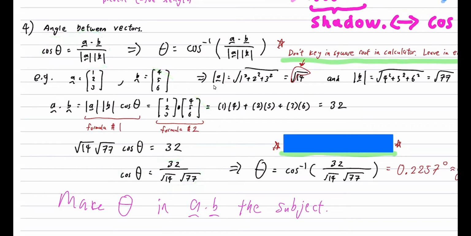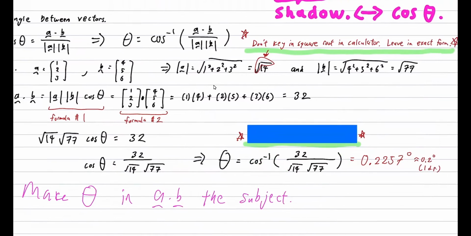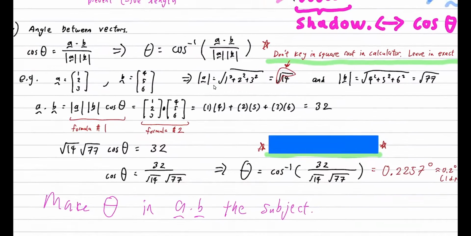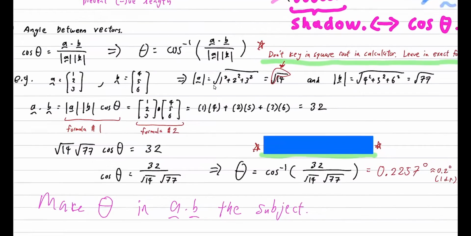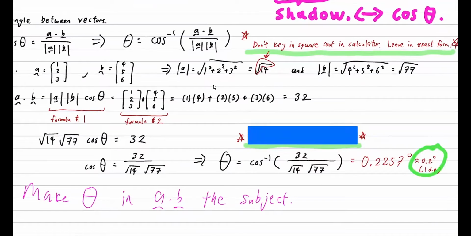Then you just make theta the subject by bringing the cosine over. You get cosine inverse of this. Okay, then you get an angle around 0.2257 degrees. Round off to 1 dp, it will be 0.2. Can? Can. Okay, now take note.